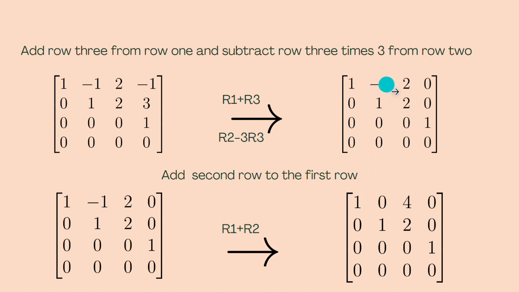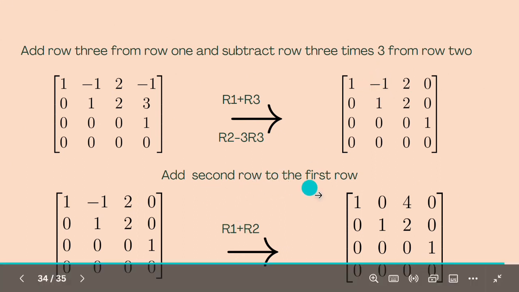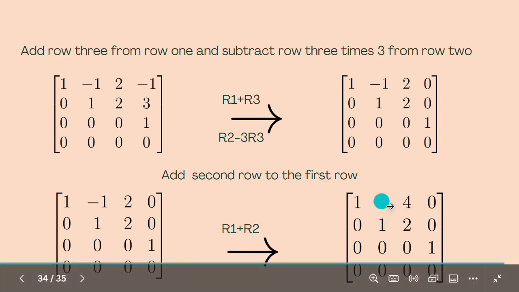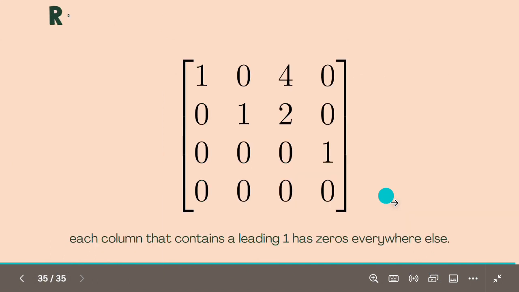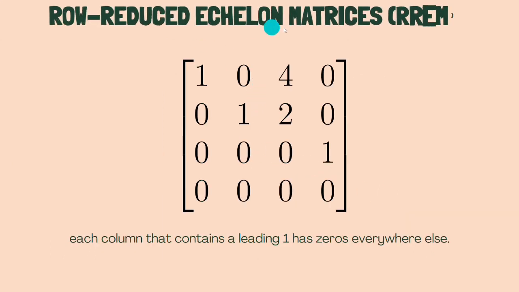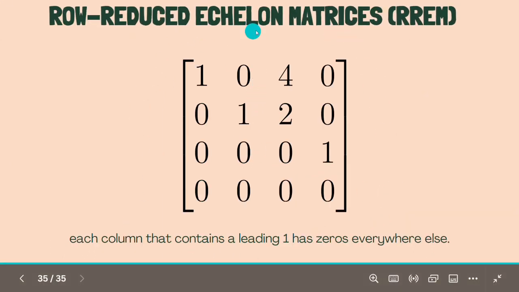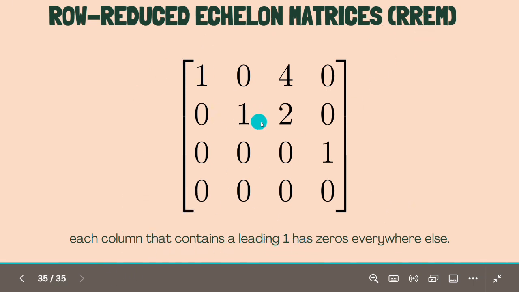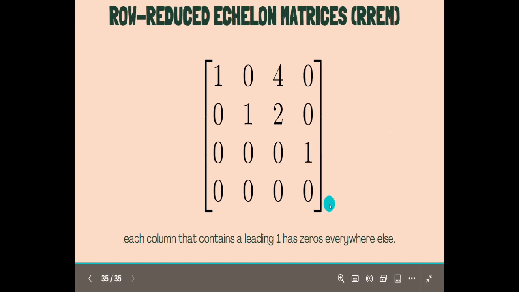Now to eliminate this -1, we add the second row to the first row. So 1 plus -1 equals 0. So now we satisfy all conditions for a row reduced echelon matrix. Each column that contains a leading 1, the pivot, has 0 everywhere else in the column. So here is 1, we got 0, 1, 0, 0, 0, and then here 1, 0, 0, 0, with a nice staircase shape of zeros.